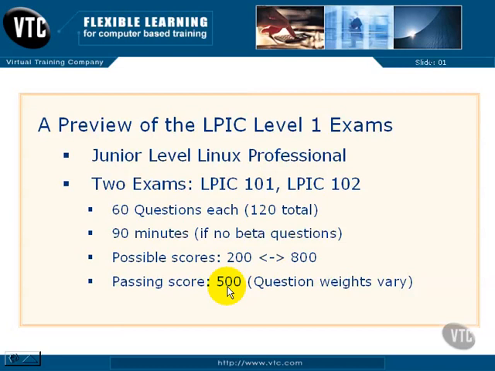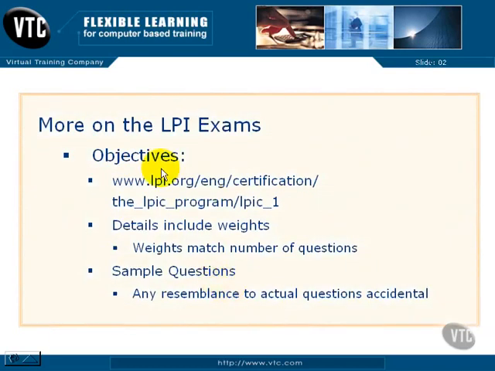of each question. I've discussed the objectives at the URL shown here in a different video, but as you look through the detailed objectives, note the weights. For example, topic 101.1 currently has an objective weight of 2. That means you can expect to see 2 questions on that subtopic when you take exam 101. The total weight of objectives for exams 101 and 102 is 60 each.